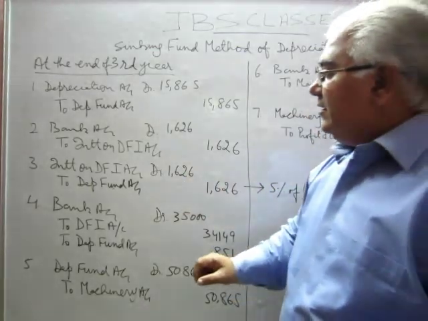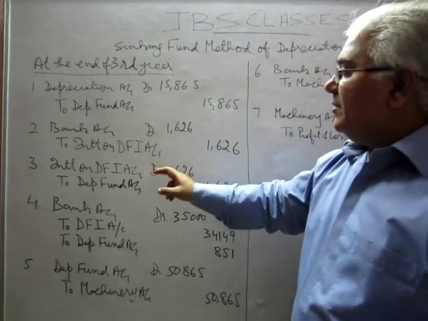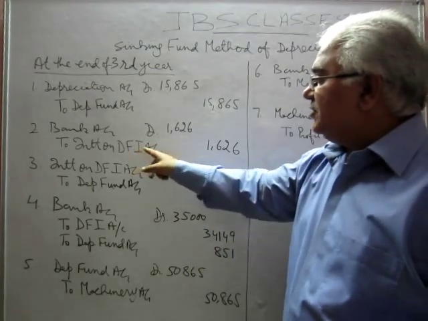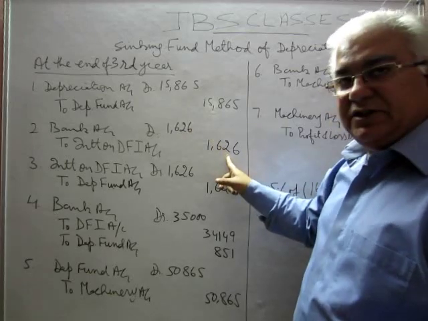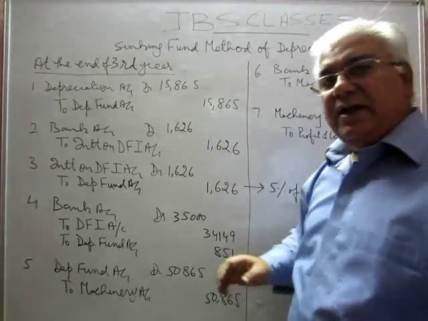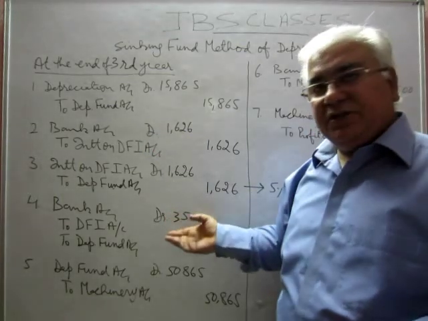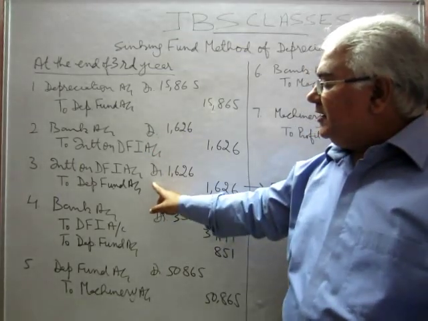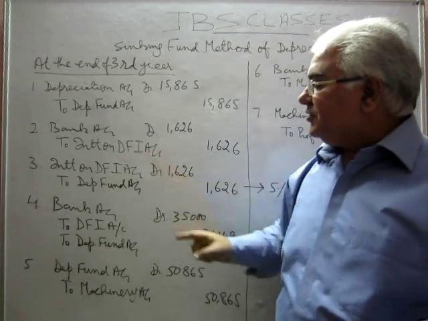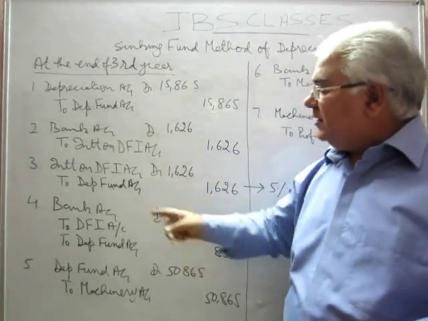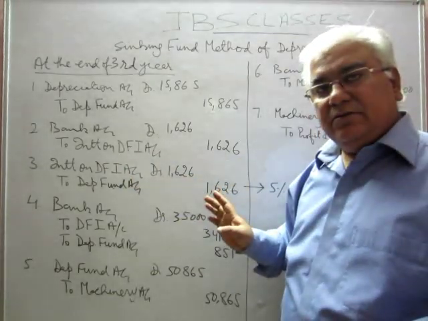Entry will be bank account debit to interest on depreciation fund investment account 1626. Then of course this interest will be shifted to depreciation fund account, and the entry will be interest on depreciation fund investment account debit to depreciation fund account.